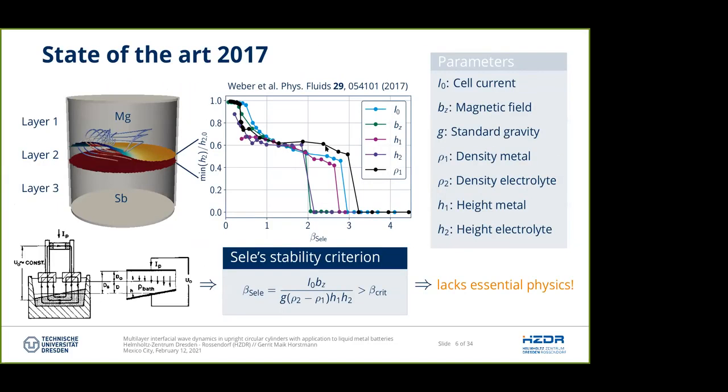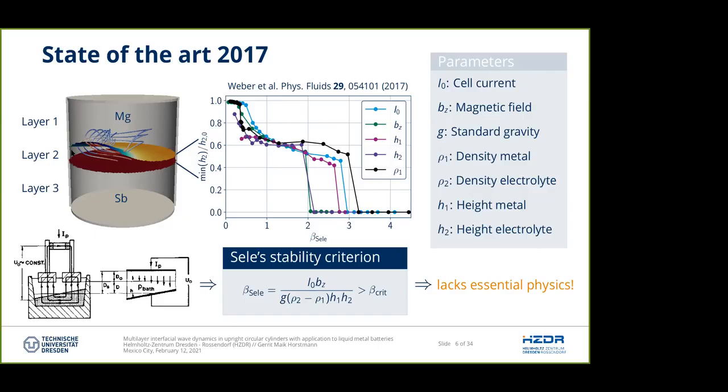So when I joined the battery group at the HZDR at the end of 2016, I was confronted with the following results. My colleague, Dr. Norbert Weber, investigated the metal pad roll instability numerically, in particular in magnesium antimony cells. And there he found that under realistic conditions, the upper interface is destabilized and found rotational wave motion.